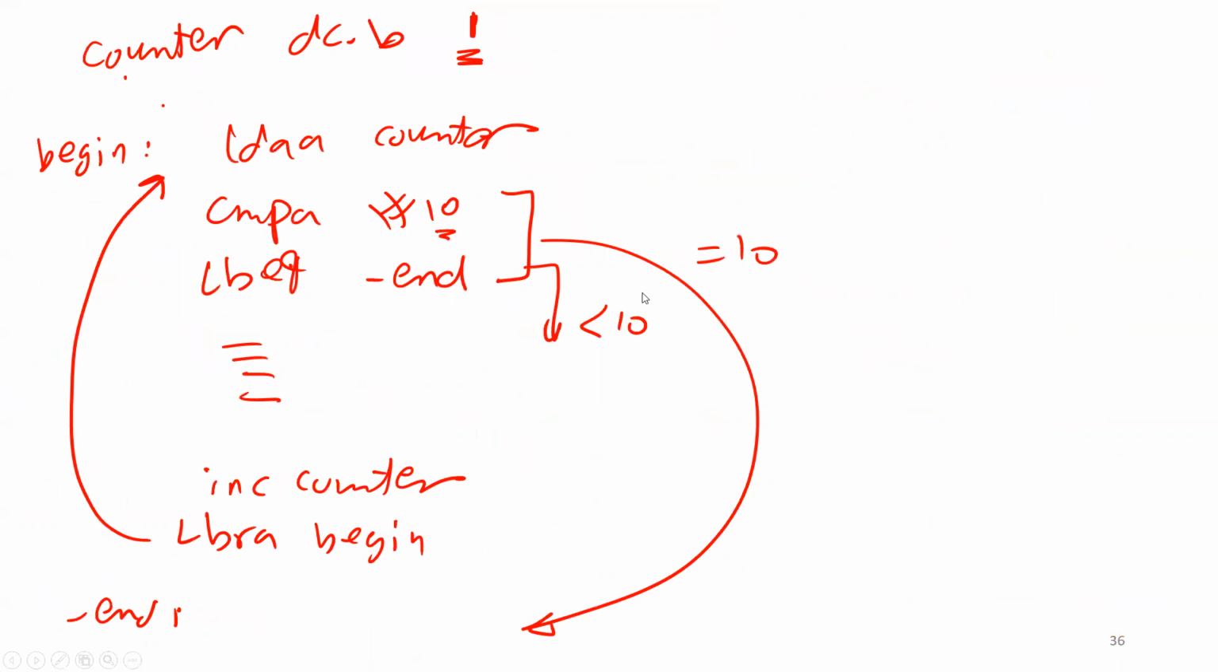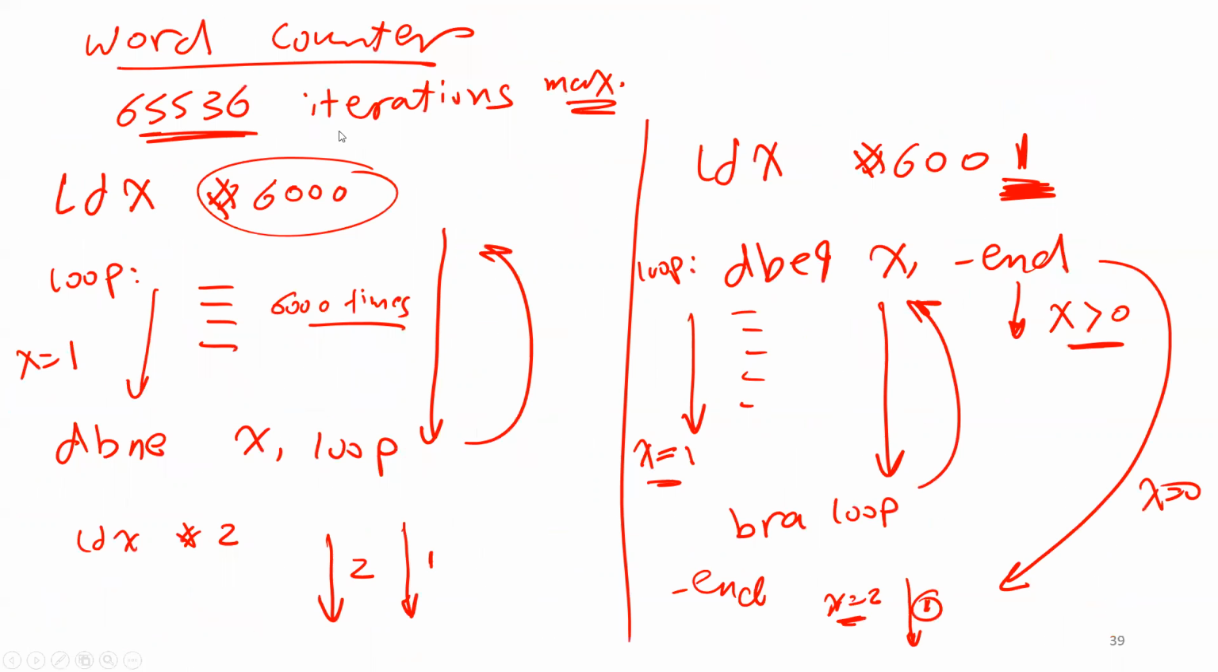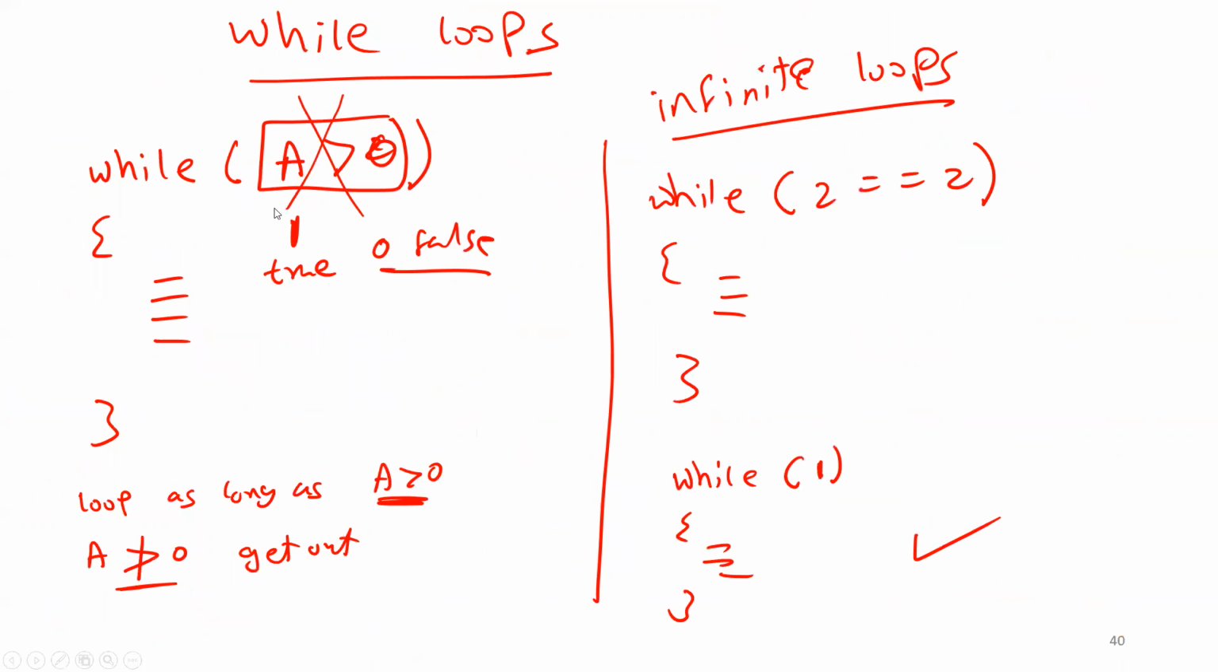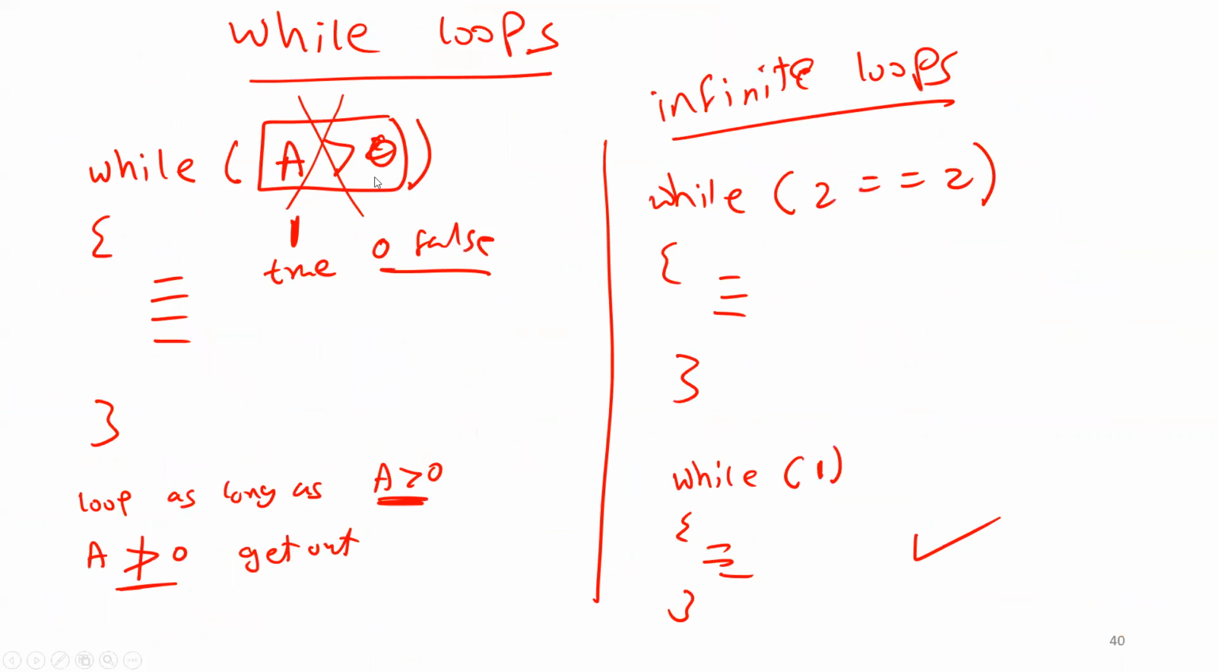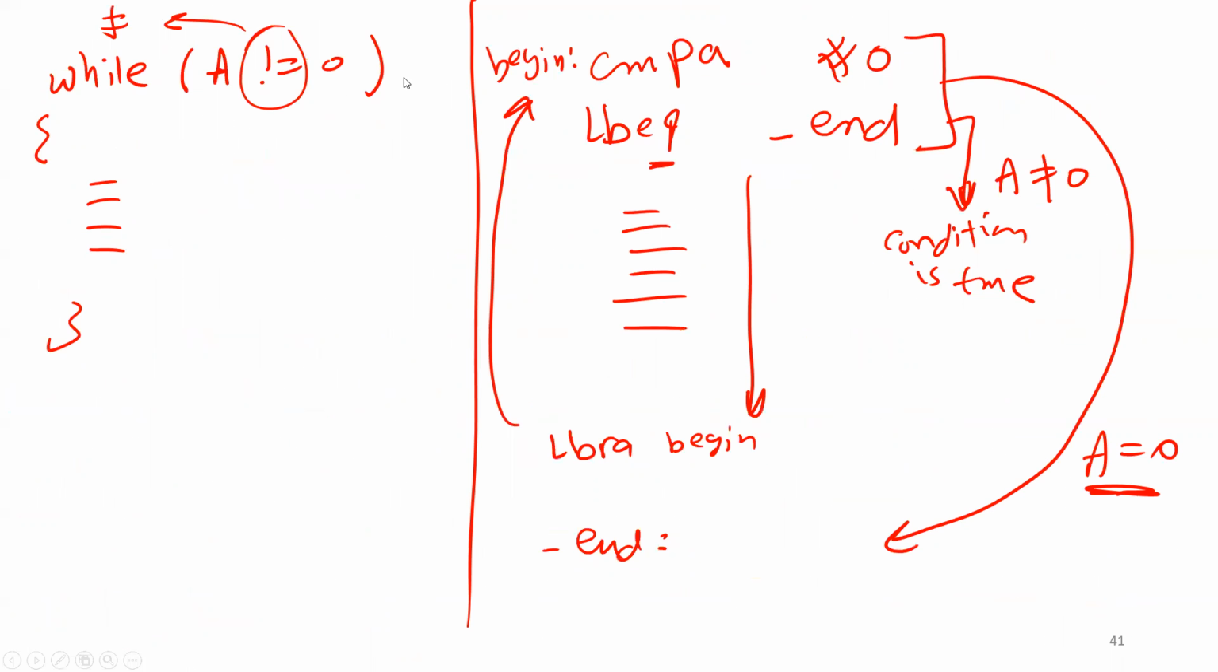For while loops, I explain how you can do while loops using assembly. For example, I want to do something like this, guys: while a does not equal 0, so I have a condition here. I want to keep looping as long as this condition is true, right?